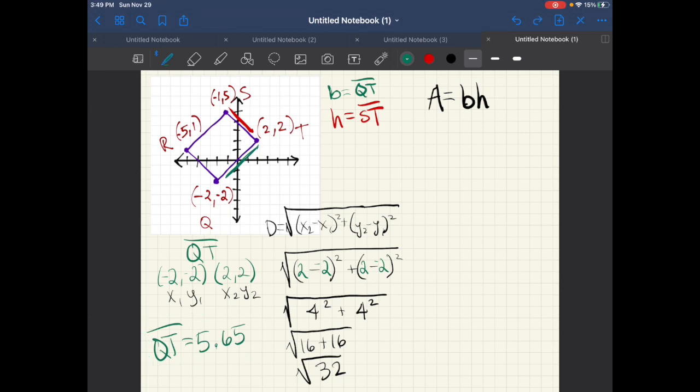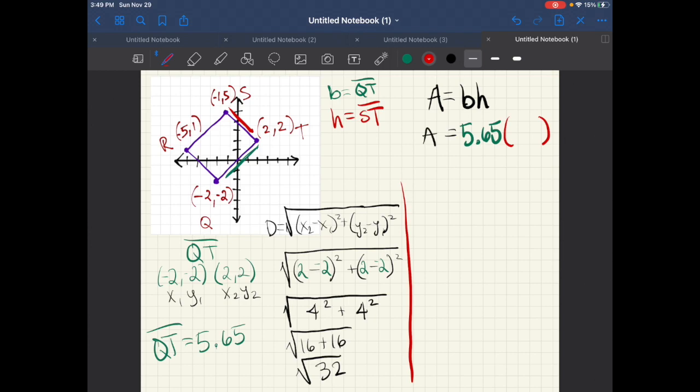So let's put that in for the base. 5.65 equals area times whatever the height is. So we're going to figure that out now. So now we need to figure out the height.